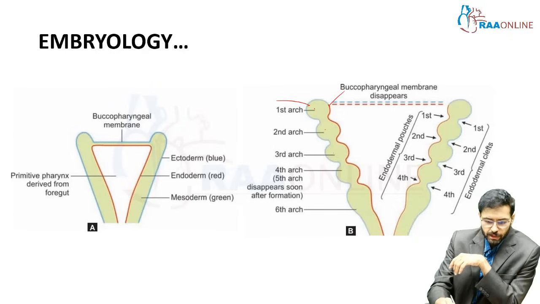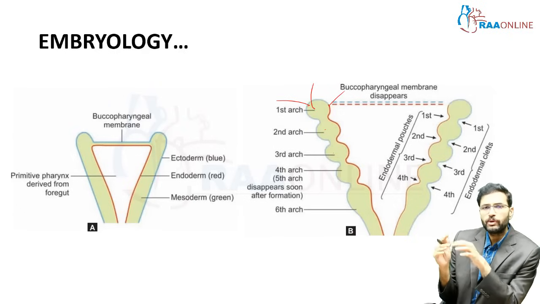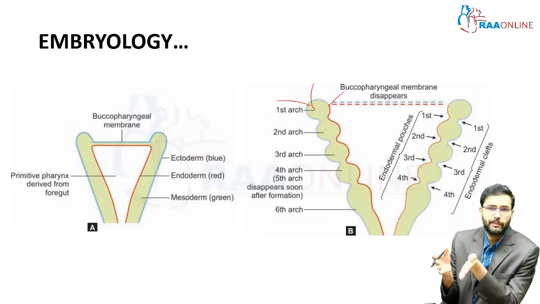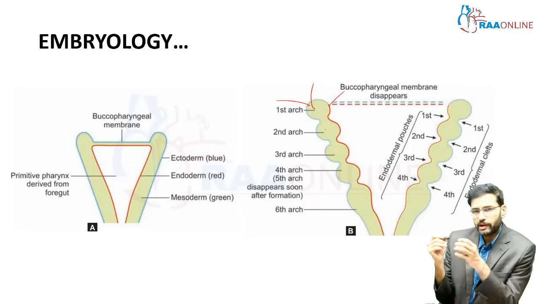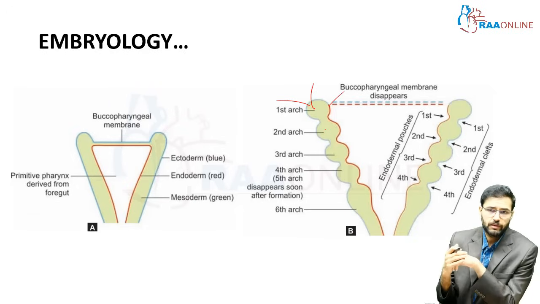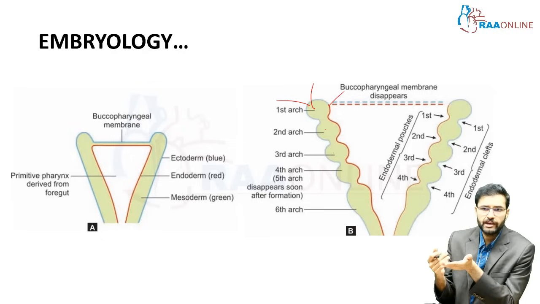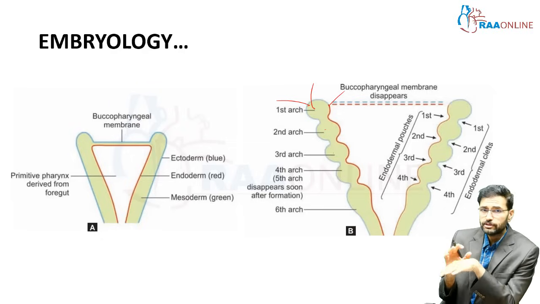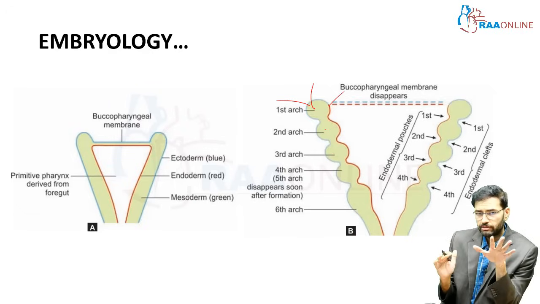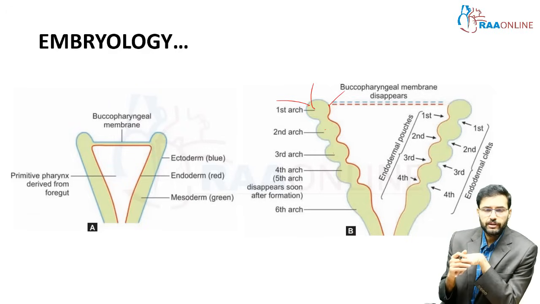This mesoderm develops from two important components, that is, the paraxial mesoderm and the lateral plate mesoderm. There are 6 bars that develop, called the first arch, the second, the third, fourth, fifth, and the sixth arch. The fifth arch soon disappears after formation, so in the end, we are left with only 5 arches. These 5 arches are important as they contribute to the development of many vital structures in the head and neck region.